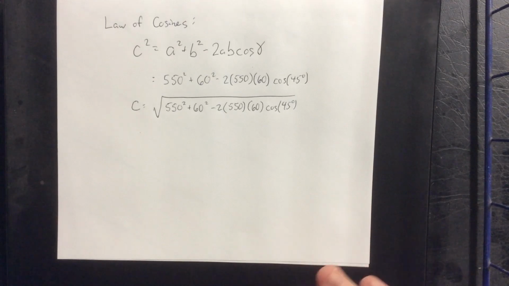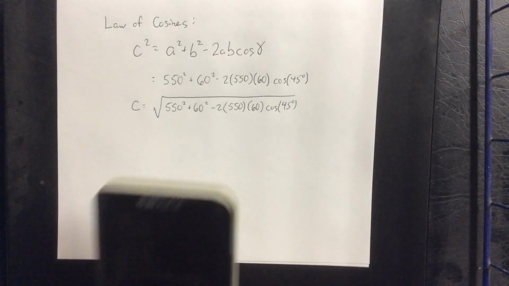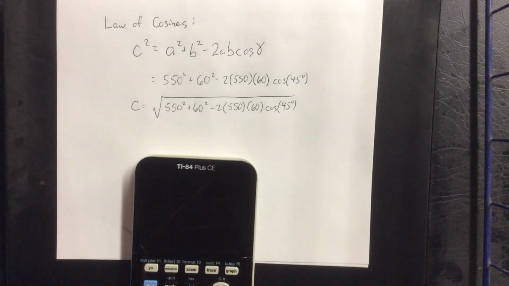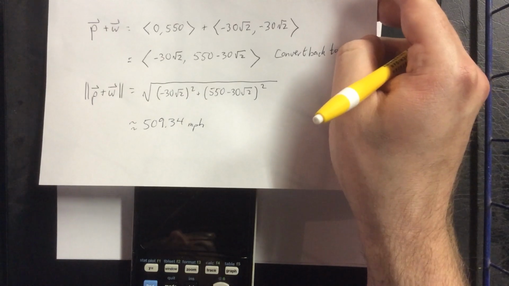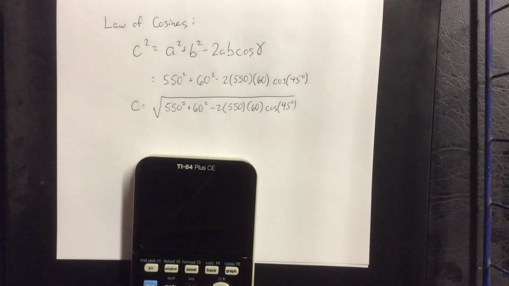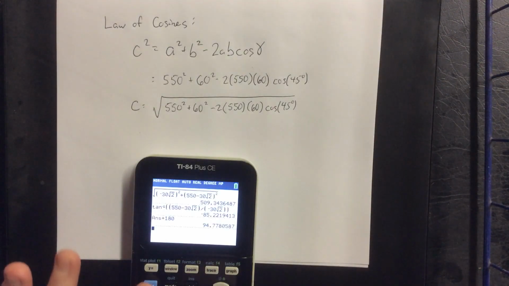So with that in mind, when we did this the other way, I think we got something like 509. Let me see if I can find that. Oh my gosh, so many papers for one problem. Yeah, here we go. When we did it the other way, we wound up with a magnitude of 509.34 miles per hour. Let's see what we get this way. Oh, yeah, it's right there on the calculator as well. All right, well, lesson learned.